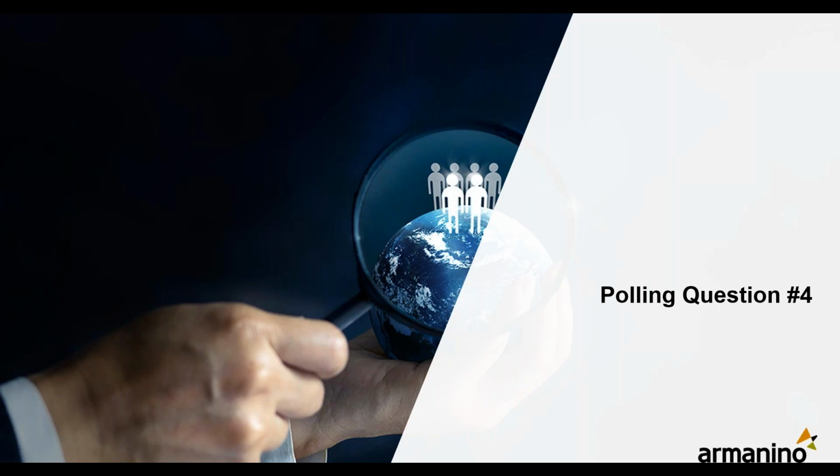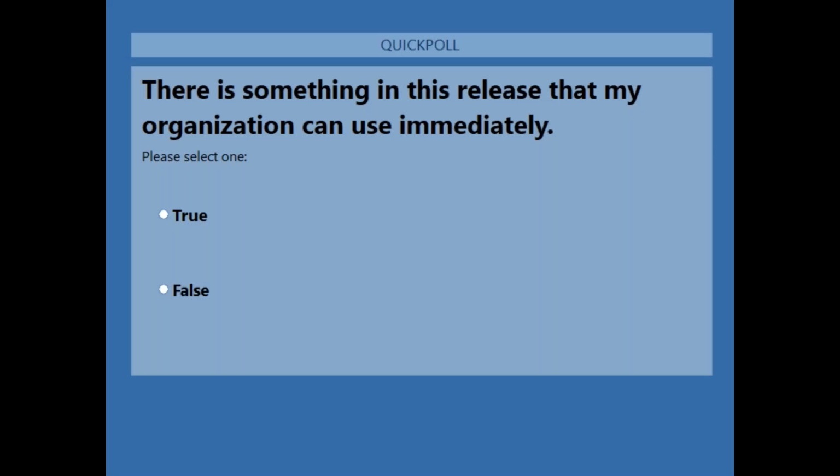All right, and that brings us to our fourth and final polling question. Tracy? Right. Great. Thanks, Brenda. So we have our fourth polling question here. Is there something in this release that my organization can use immediately? A, true, B, false. Hopefully you learned something today. It's looking pretty good. All right, we'll share the results here.